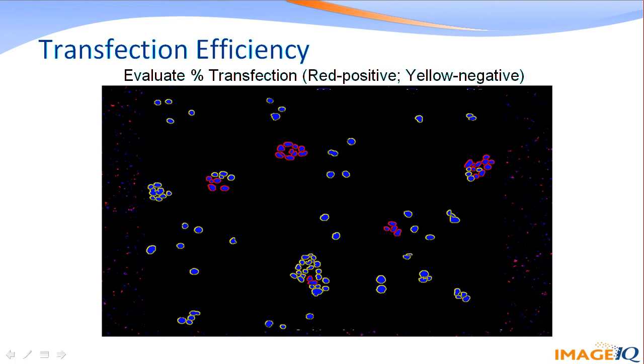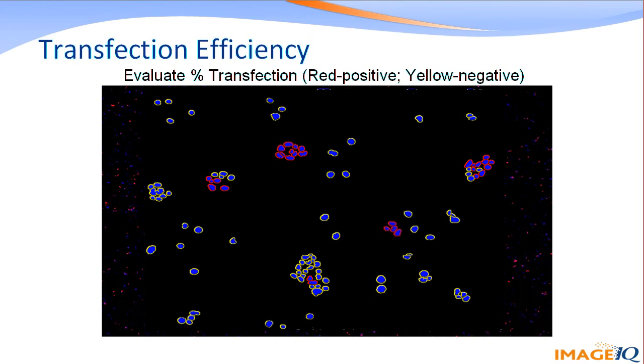So this is an image that's generated automatically. It's a pseudocolored representation of the cells that are positive shown in red and the cells that are negative shown in yellow. The data is automatically exported to Excel for every image analyzed. It includes a total cell count and a total positive cell count.